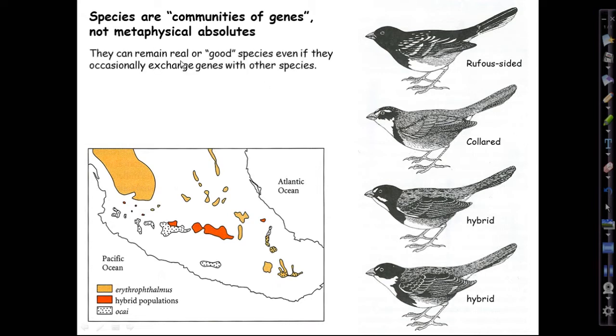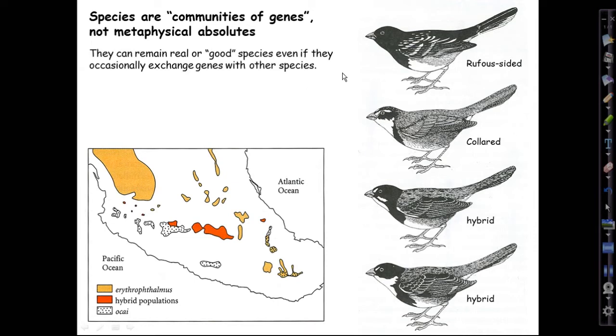They can remain real or good species, it's clear, even if they occasionally do exchange genes with other species. This happens all the time. For example, in many Western North American and Eastern North American species pairs of birds. And we know that because bird watchers spend so much time observing birds very closely that they have over the years spotted many places where there is occasional hybridization between, as I say, Eastern and Western North American bird species that everyone considers good species.